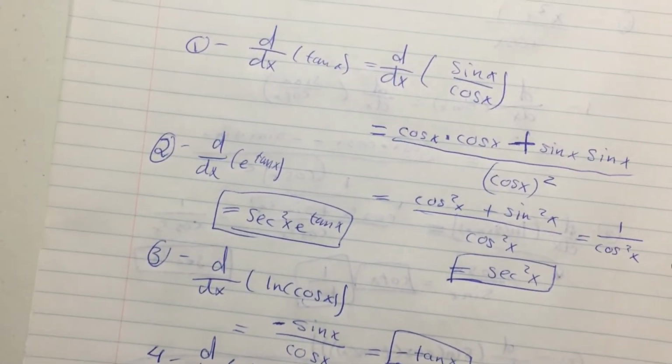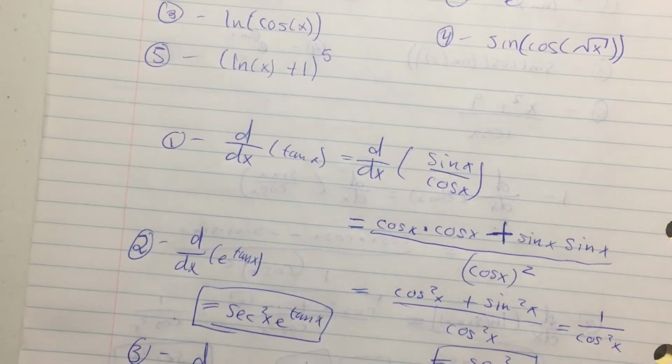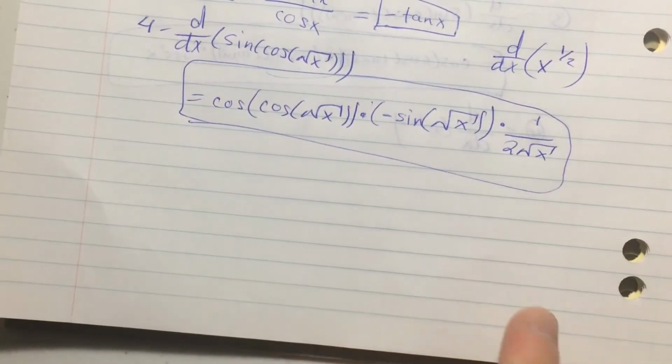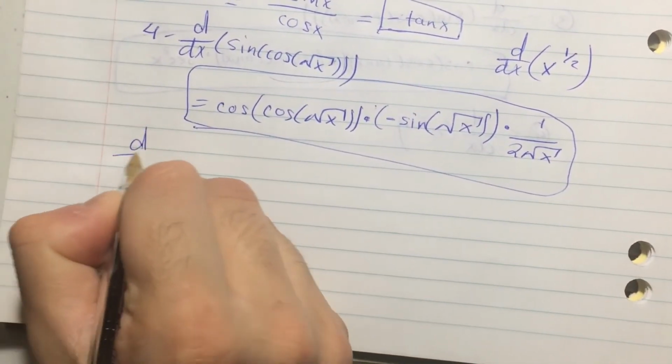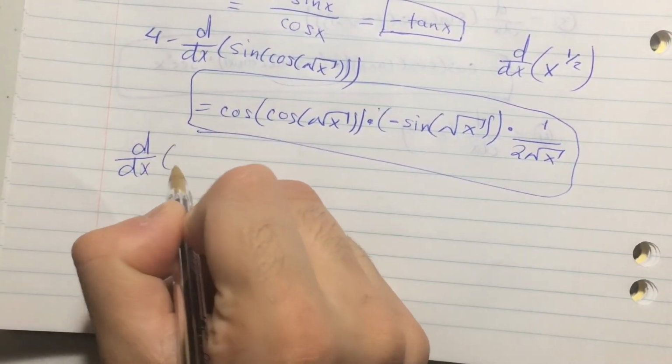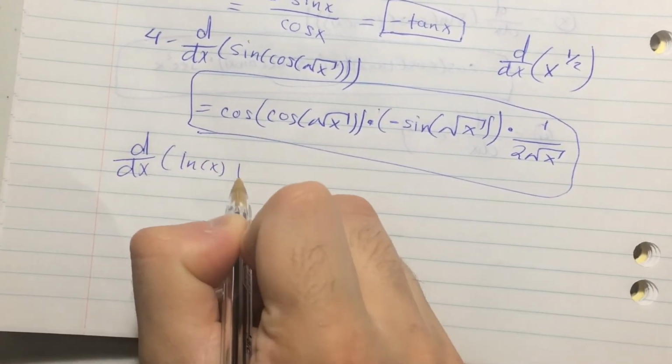Alright, last one. That was the ln of x plus 1 all raised to the 5th power. So let's finish off the video with a banger. Not really, it's not that hard. It's actually easier than the other ones.